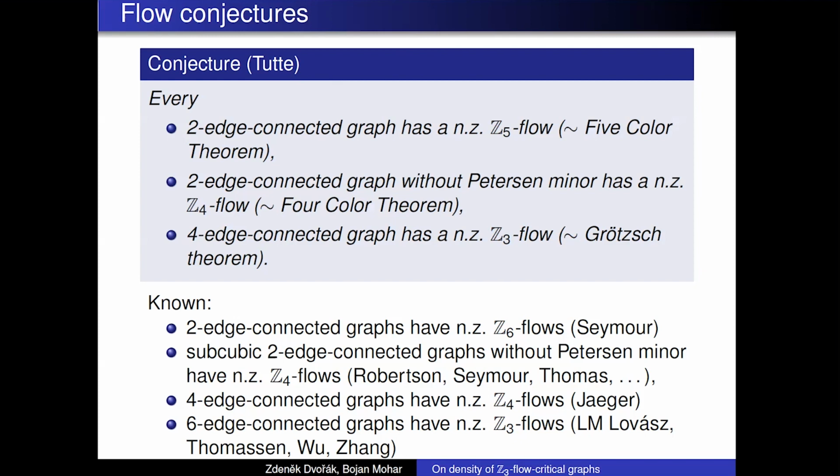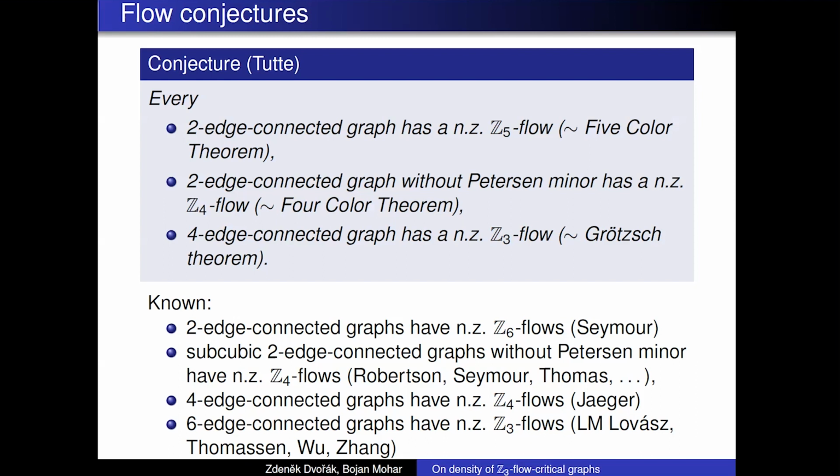So he made some very famous conjectures. The first one of them is the 5-flow conjecture, which can be stated as the fact that every 2-edge-connected graph has a nowhere zero Z_5 flow, which would imply by this duality that every planar graph is 5 colorable.